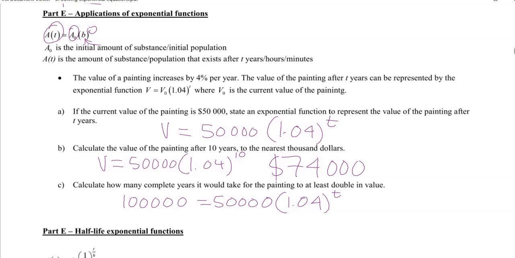So we can enter that into our calculator just as it stands, or we could say, hey, both of these, I can divide by 50,000. So we could just get 2 is equal to 1.04 to the t. We can't solve that algebraically this unit. We will learn how to solve this algebraically, but right now we can do it graphically. So y1 will be 1.04 to the t, y2 will be 2.